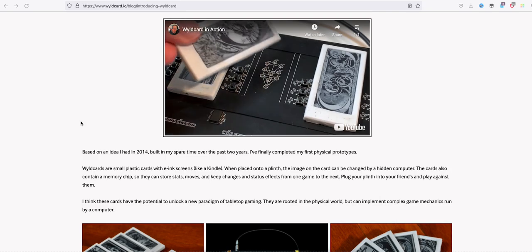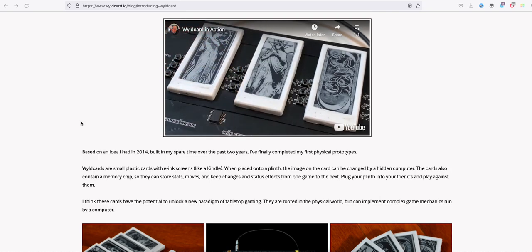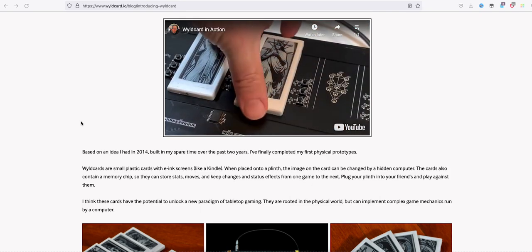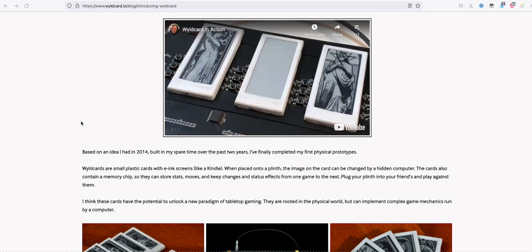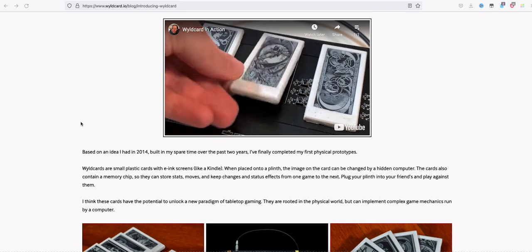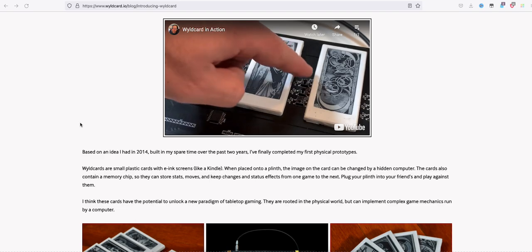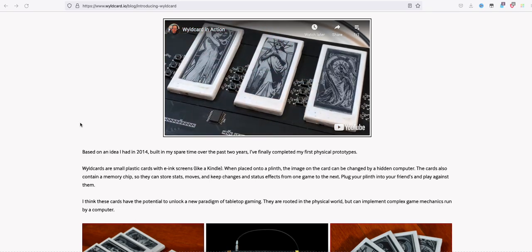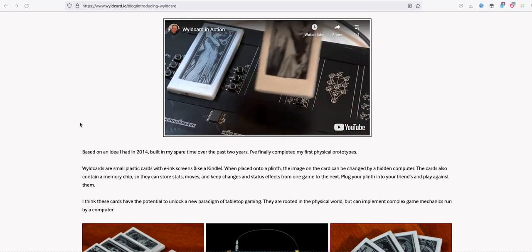When placed onto a plinth, the image of the card can be changed by a hidden computer. So the cards also contain a memory chip, so they can store stats, moves, and keep changes and status effects from one game to the next. So I don't know, this could be something pretty unique if it does come out. But I do see it happening. That's for sure.